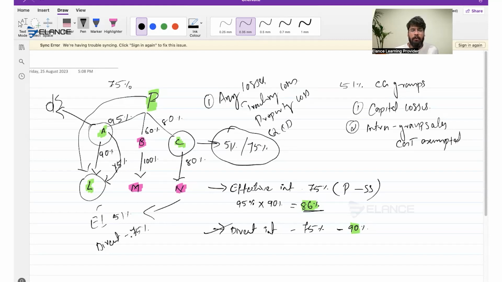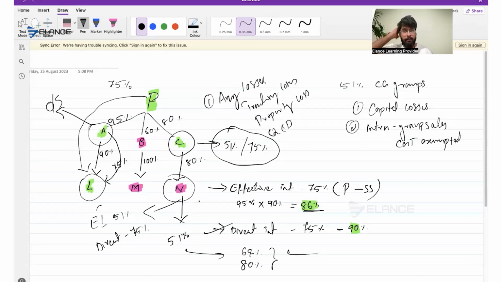So these are the criteria for sub-subsidiary companies to join a 51% group. In that case, this N Limited can join the 51% group, because the effective interest is 64% and the direct interest is 80%. Both criteria are satisfied. So N company can join the 51% group, but N company cannot join the 75% group. So that is the briefing about the groups.